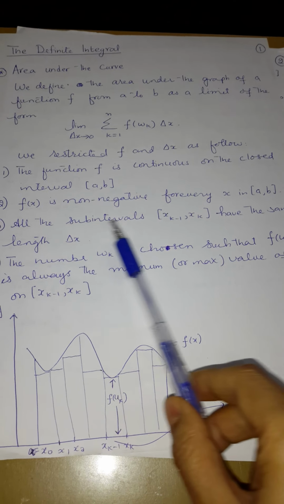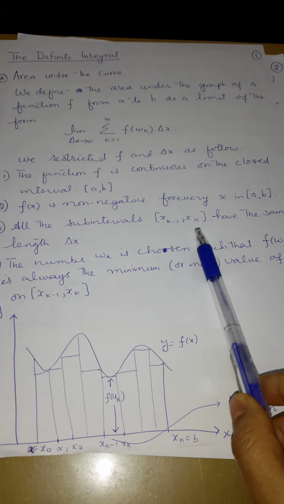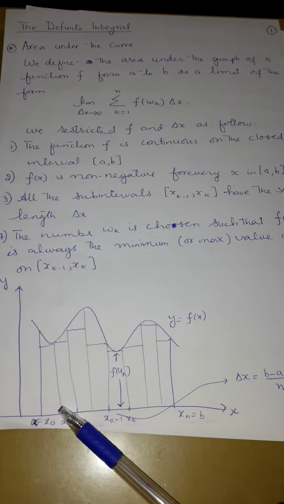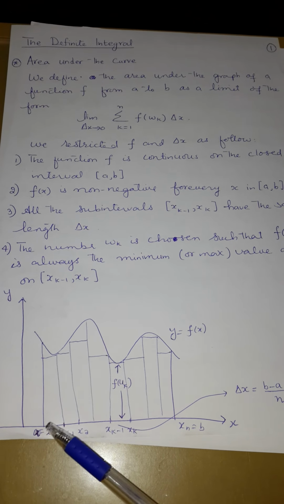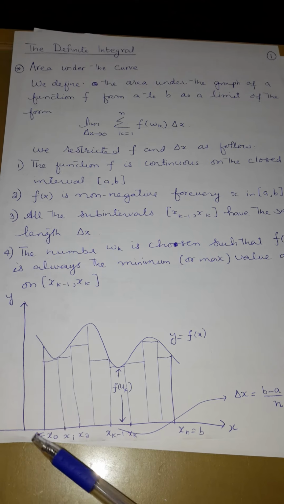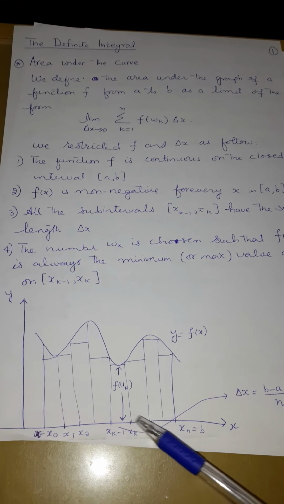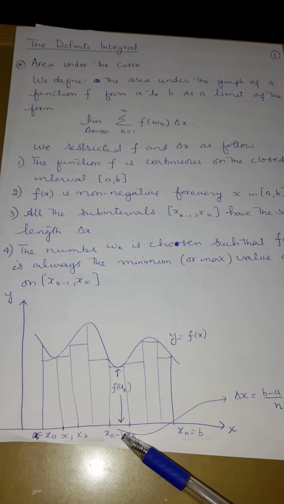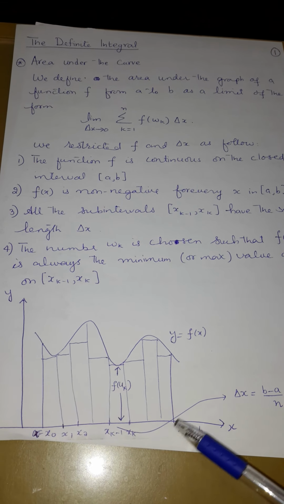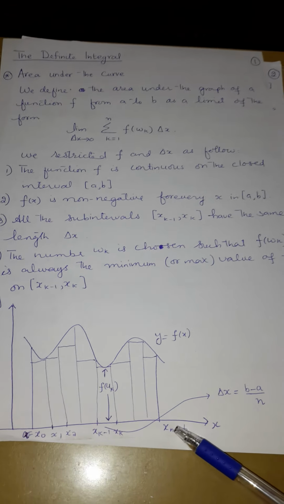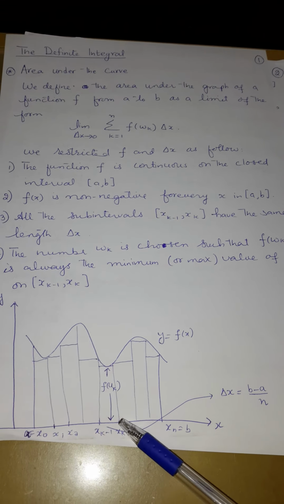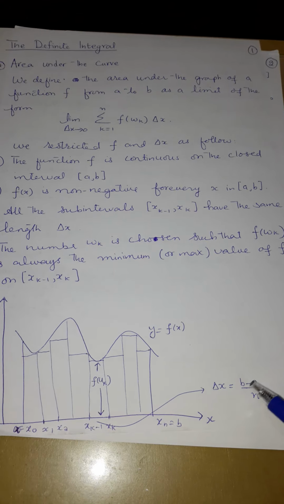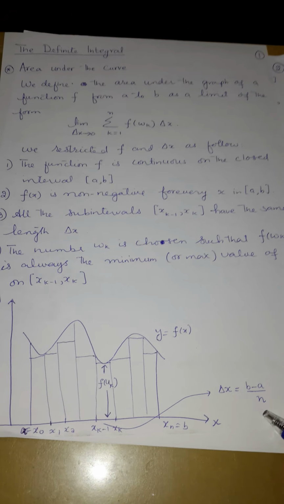Then all the subintervals x of k minus 1 to x of k have the same length delta x. The next step is we divide this interval a and b into equal subintervals x naught, x1, x2, x of k minus 1, x of k up to x of n. And their length is equal. Their length is equal to delta x, which equals b minus a over n.